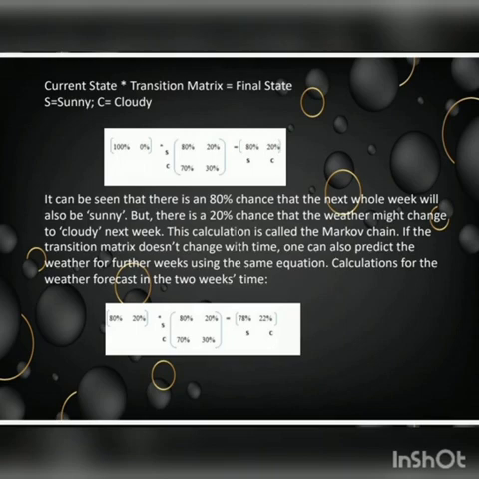This calculation is called a Markov chain. If the transition matrix doesn't change with time, one can also predict the weather for further weeks using the same equation. Calculation for the weather forecast in two weeks' time is given as below.